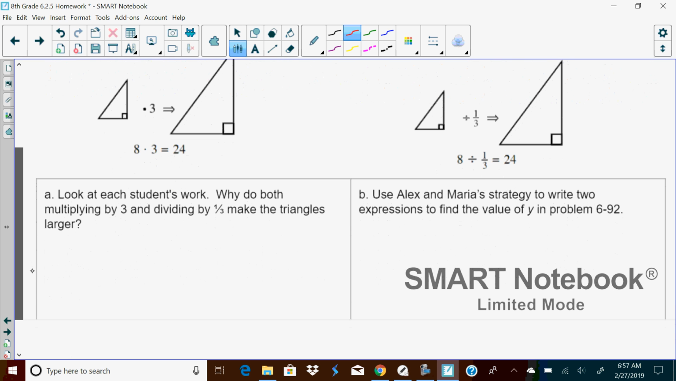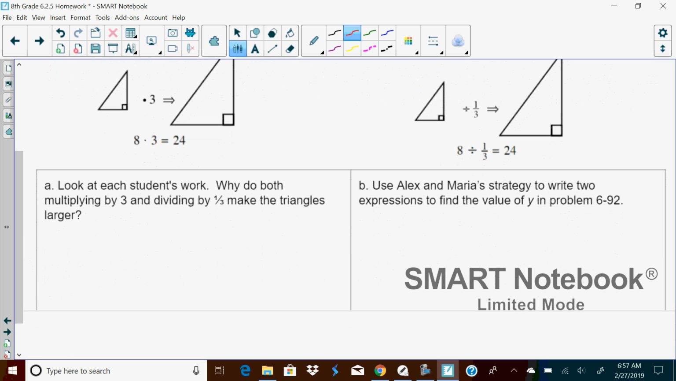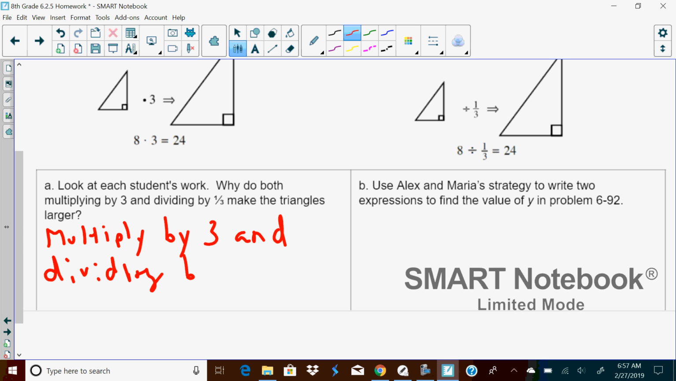So look at each student's work. Why do both multiplying by 3 and dividing by 1/3 make the triangles larger? So it's because multiplying by 3 and dividing by 1/3 are the same.